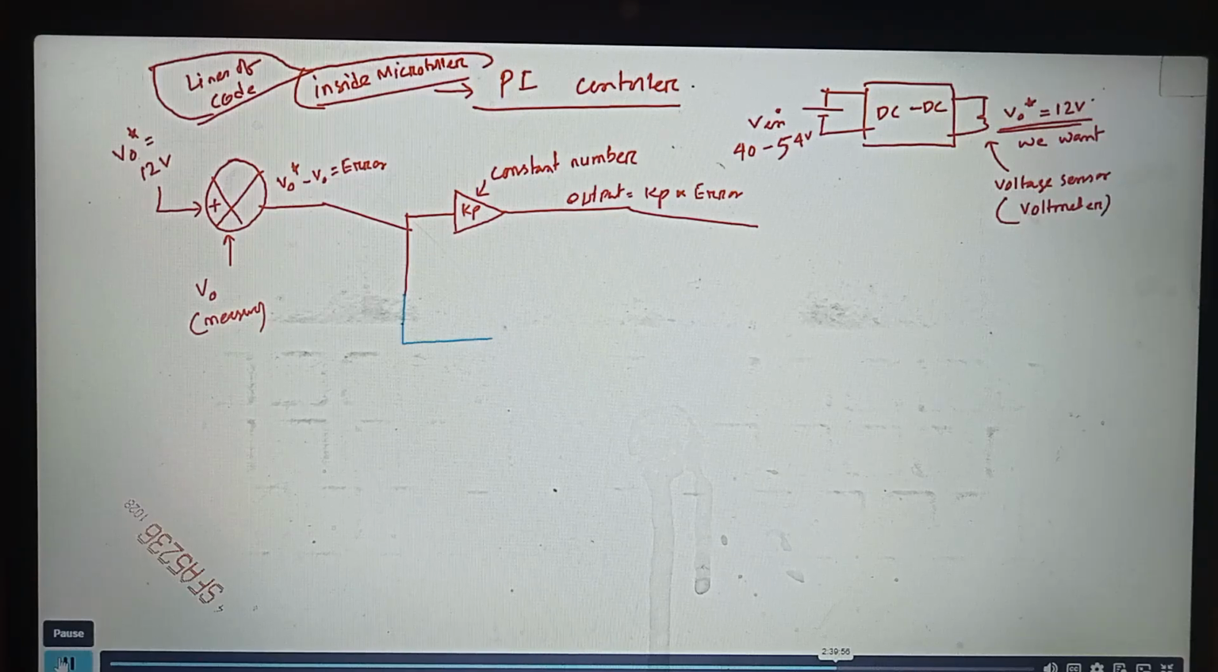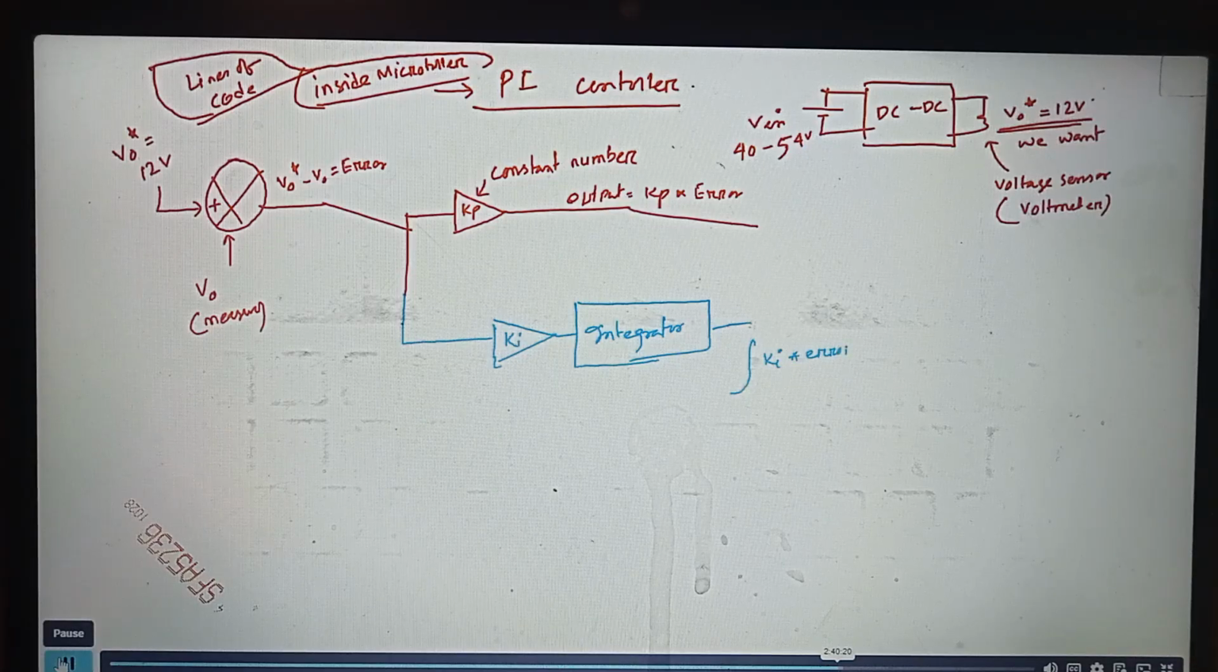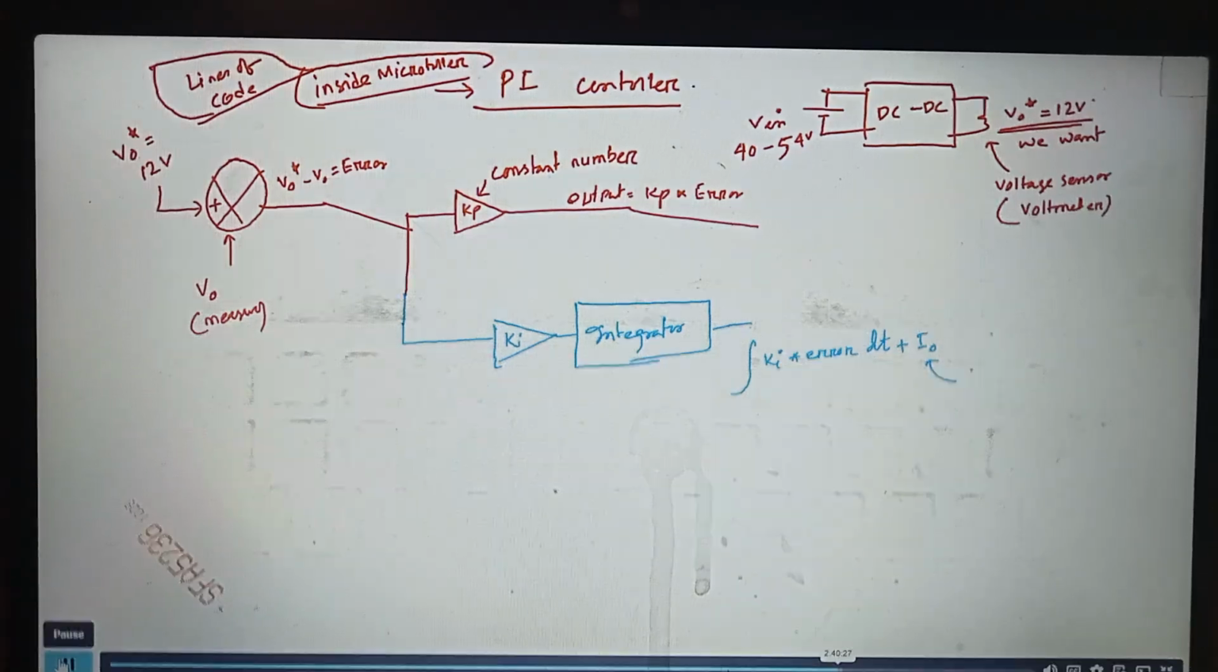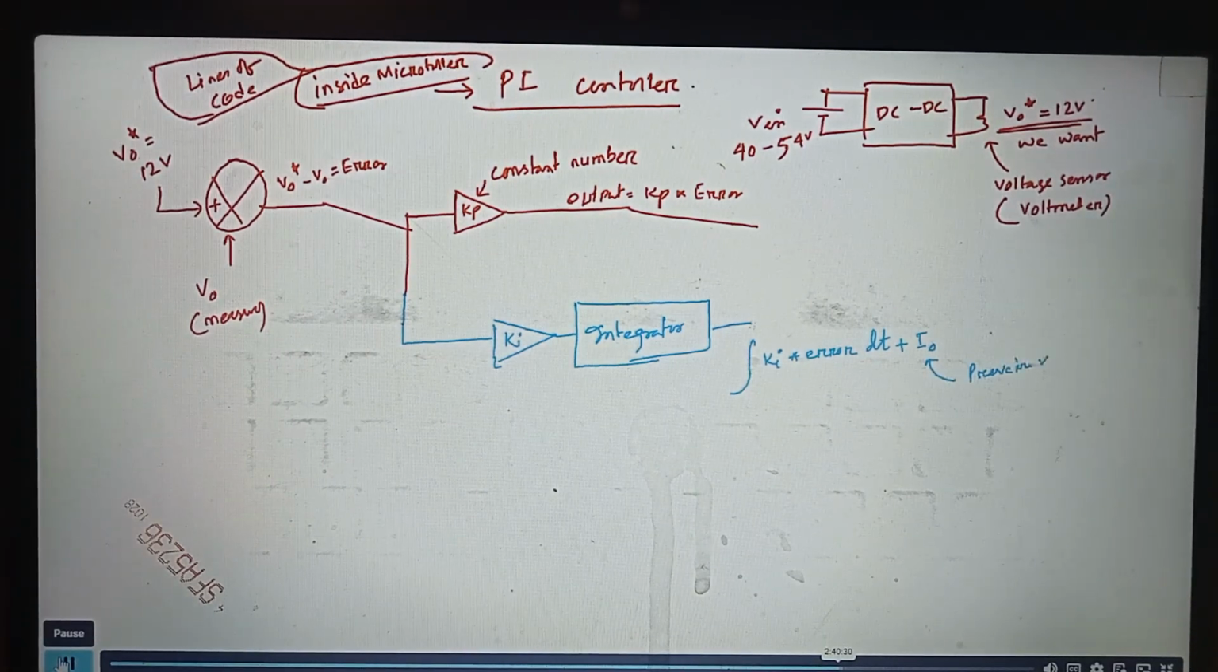Then for the integral part, we are going to use another constant Ki. Again, it's a constant. Then there will be an integrator. Now all of you have studied integration in class 12, right? So the integrated output will be the integration of Ki into error dt plus I0. Basically, any integration has the previous value. Integration is nothing but previous value plus current integration factors. So this will be added together and this will give the reference value.